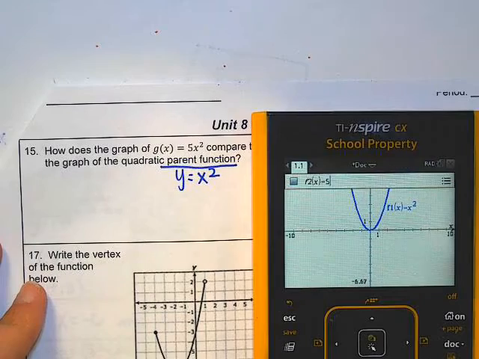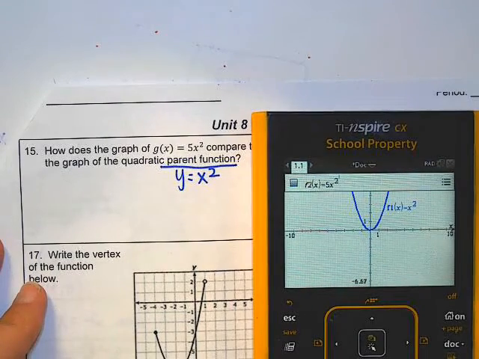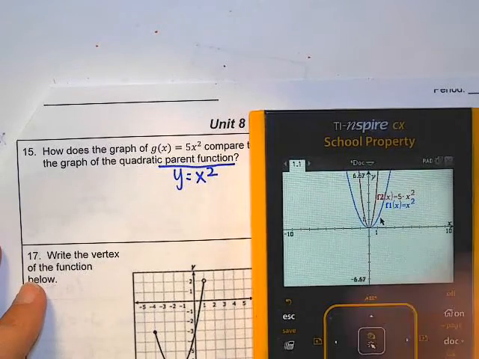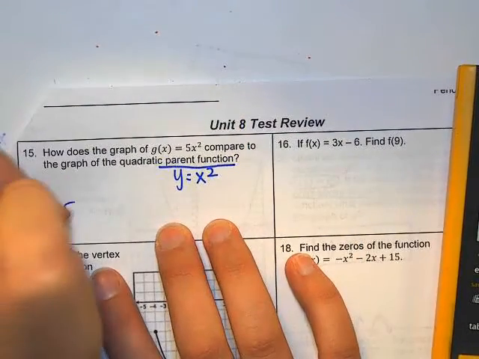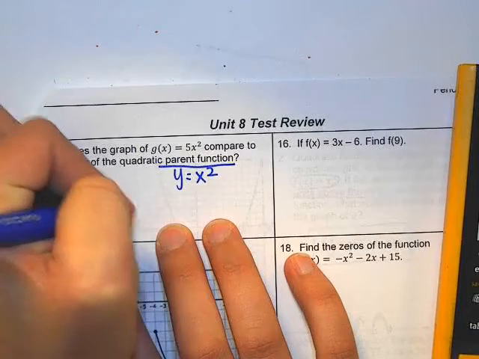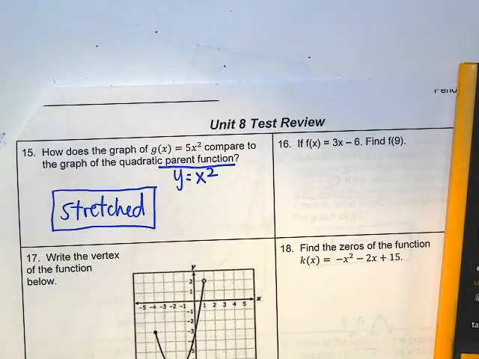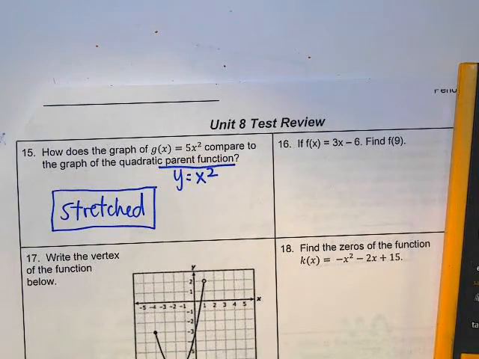Now I want to know, what does 5x squared look like? What happens? It's stretched. Good. Stretched. Good. I'm glad you didn't say skinnier. Remember, skinnier is not that math word. Our math words are stretched, compressed, translates, reflects. Okay?